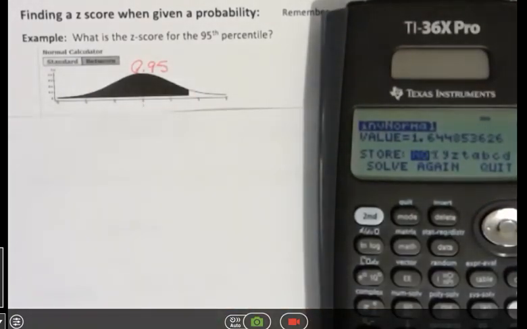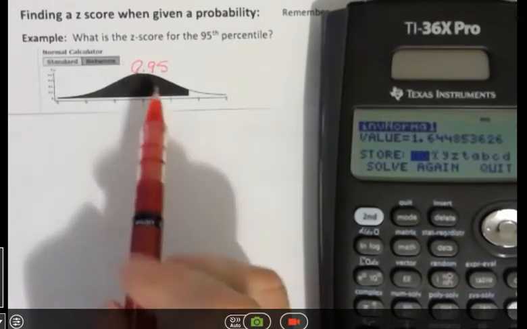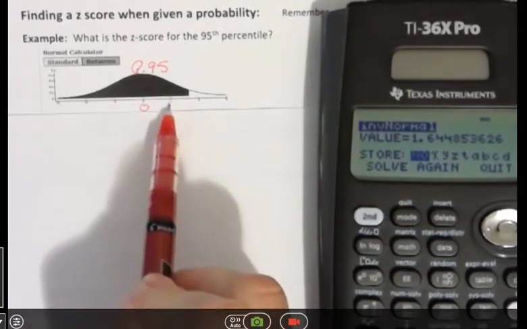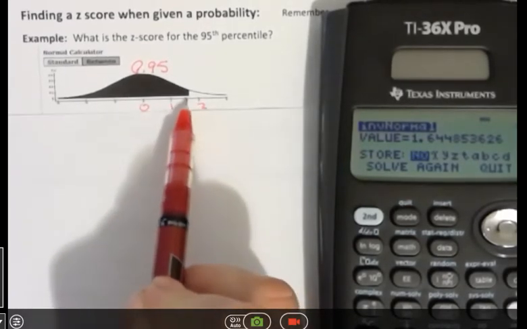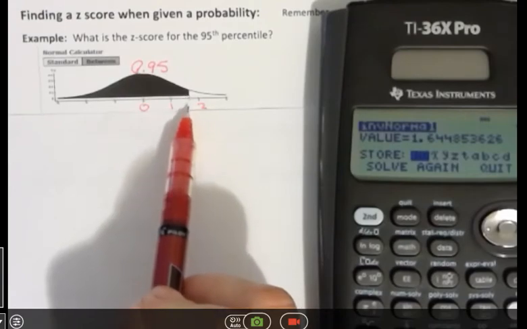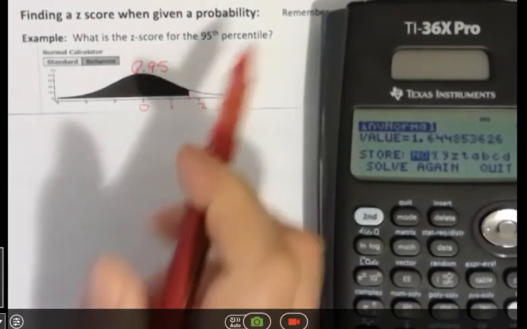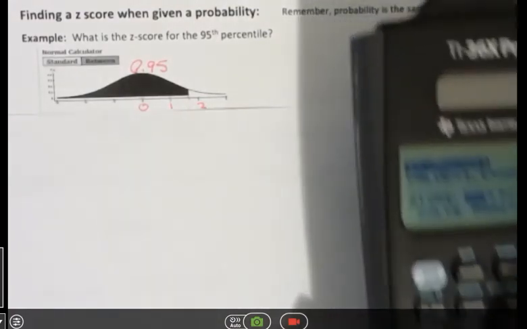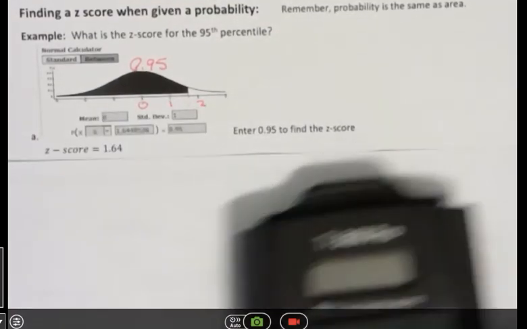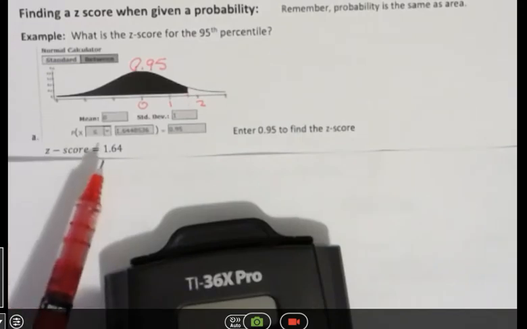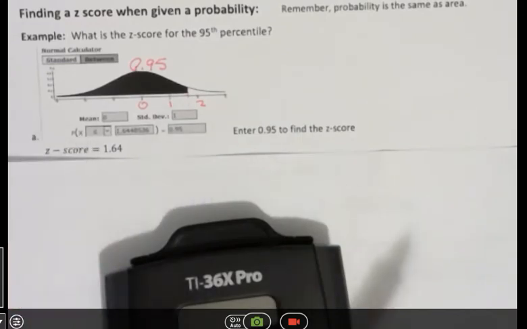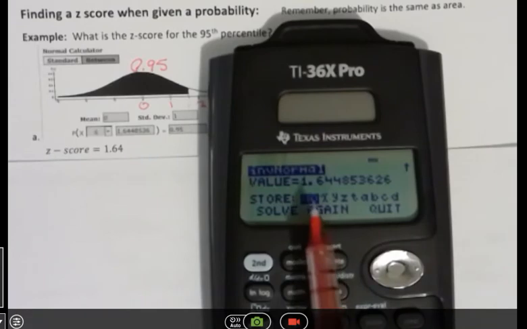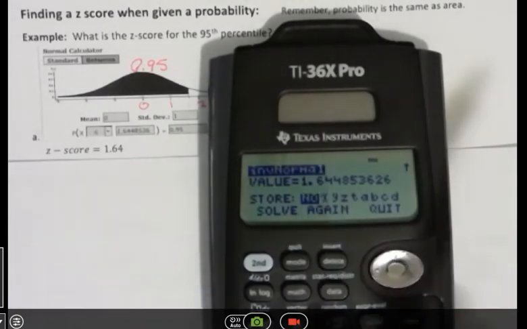And we should have expected it to be positive because this is 0 and this is 1 and this is 2. And you can see that we can expect it to be between 1 and 2. So for z-scores, we typically use 2 decimal places. So we would say that this z-score is 1.64. We can see that on our calculator that it's 1.64.